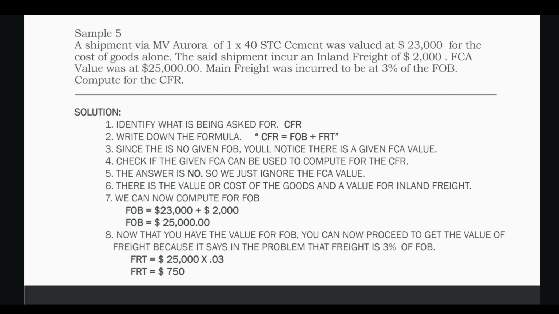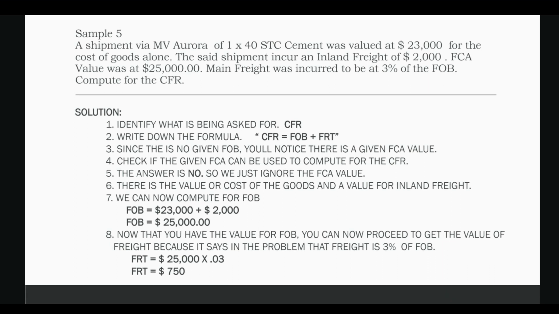Next, now that you have the value for FOB, we can now proceed to get the value of the freight because it says in the problem that freight is 3% of the FOB. So you just need to multiply your FOB by 0.03 or 3%, and you'll get the value of your freight as 750.